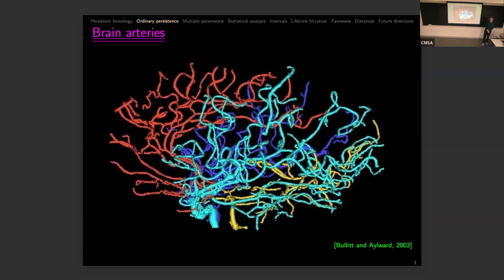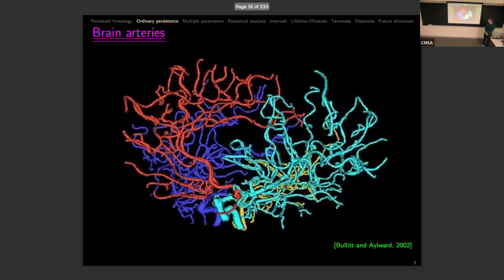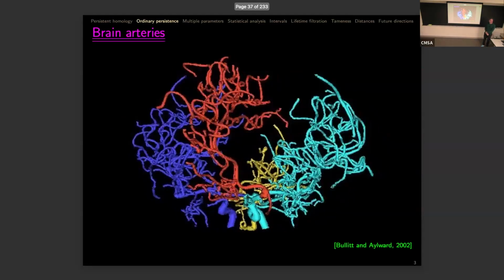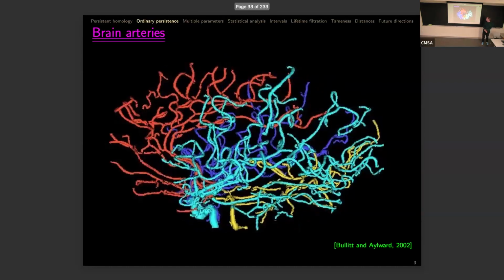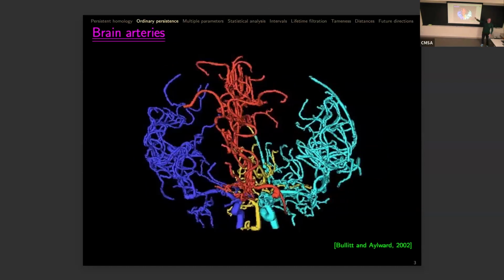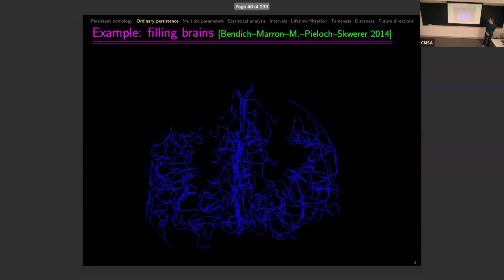Yes, this is the arteries in Steve's brain, and it's a nice three-dimensional data object, and we want to summarize this data object in a way that we can then do statistics. And we want to compare this set of brain arteries to 99 other sets of brain arteries, or I think it was 97 others or something like that. But that's the idea. So we want to do summary and statistical analysis of this data object, or a family of data objects that look like this.